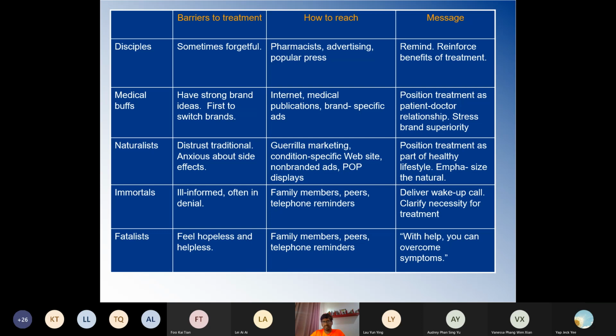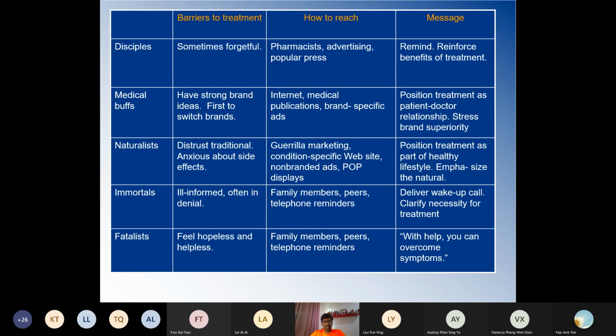And naturalists are the people who study the natural world, and they basically distrust the traditional analysis about the side effects. So that's the barrier to reach them. And guerrilla marketing is the best way to reach them. Guerrilla marketing is where you suddenly decrease the price hugely, and you make it a clearance sale, and even this naturalist will walk in and buy. So thereby you can position your brand in their market, in their mind.